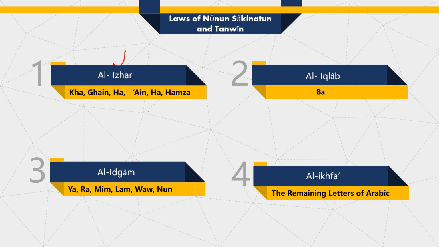There are signs in the Holy Quran to identify them, and you need just to teach your students, once they see those signs, how to apply them. Now, when we talk about iqlab, it has just one letter, which is the letter ba. Anytime tanwin or nun sakin, nun with sukun, is followed by the letter of iqlab, which is just one, ba, that's the rule of iqlab.